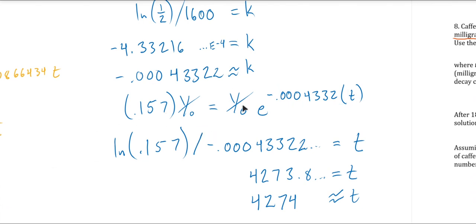Now, if I ask the question, when is this model going to be equal to 15.7% of the original amount? The original amounts cancel, and we can see again that the amount of time it takes to reduce to a certain fraction is again independent of the amount of stuff present at the beginning. What we now must do is take the ln of 0.157 and divide by the constant. Once we do that, we have solved for t, and we get that that's 4273.8, or approximately 4,274 years.